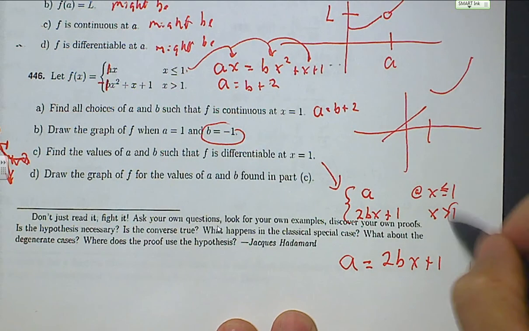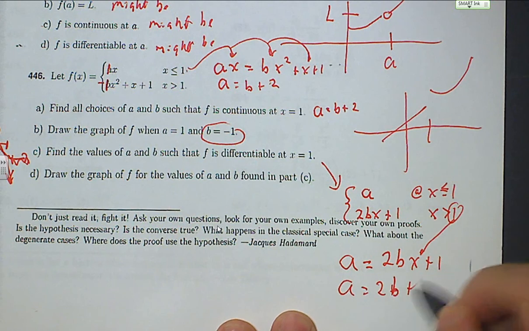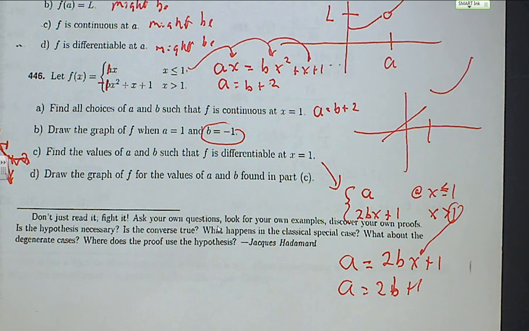Plug your 1 in. So a equals 2b plus 1. And there's your answer. And we're not going to waste time drawing graphs. Okay? So a would have to be equal to 2b plus 1, for all values when this is true. It's going to be differentiable when a equals 2b plus 1. You okay with that?